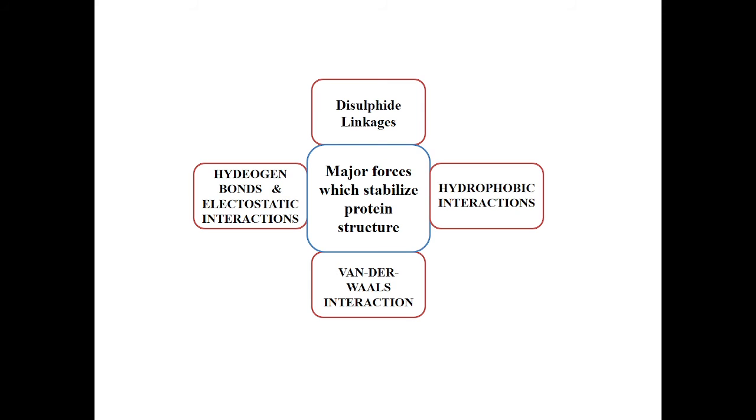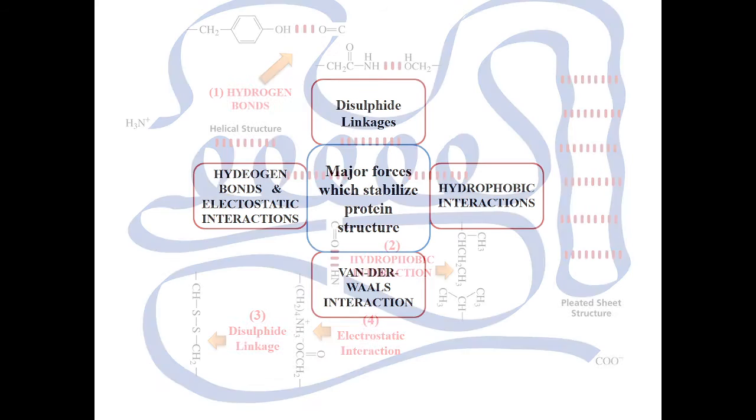Now there are various forces that stabilize proteins. The forces like disulfide linkages, that is covalent bonds between cysteines, hydrophobic interactions between the hydrophobic amino acids, van der Waals interactions between the uncharged amino acids, and hydrogen bonding and electrostatic interactions which mostly occur between the charged amino acids. So these are the various forces that stabilize protein. In the next slide we will see how a protein is stabilized.